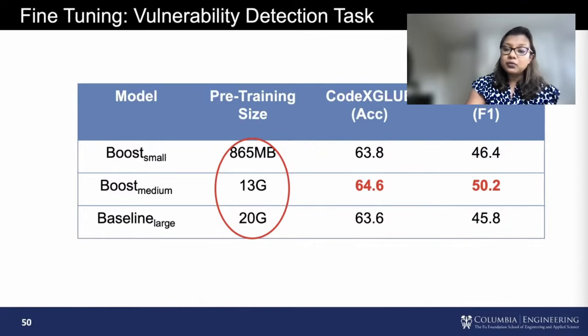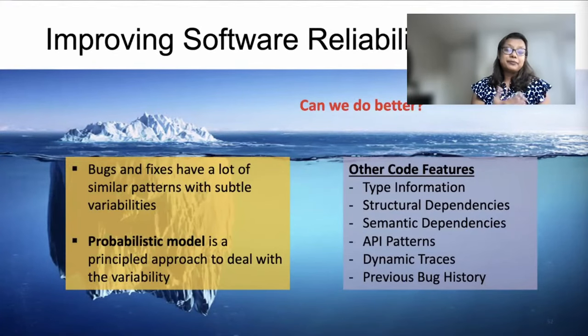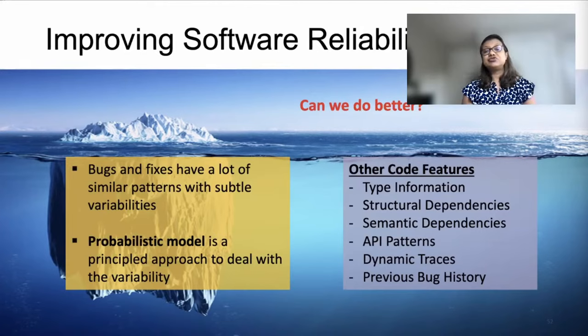So with this, I wanted to emphasize that if we introduce domain-specific properties while analyzing code, we can get significant benefit, both in terms of machine learning accuracy and in reducing training cost. And of course, this probabilistic way of analyzing programs has a lot of potential. This is a very active area of research. And I think in the long run, if we can incorporate more and more code-related properties like API patterns, dynamic traces, previous evolutionary history, et cetera, we can build much smarter software engineering tools.